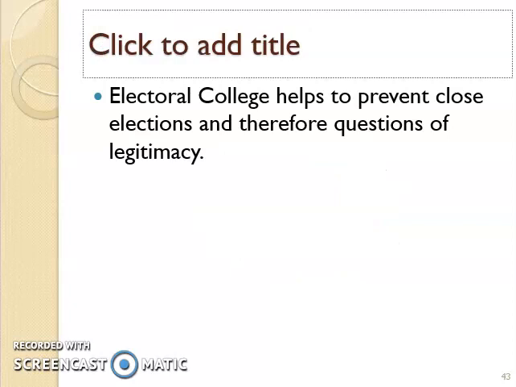So this is really the point of all that. The Electoral College was in part designed to help prevent close elections and therefore questions of legitimacy. They did not want the kind of dynamic we saw after Bush versus Gore, where Gore is complaining that there was miscounting in Florida and other states, and therefore there needed to be a recount. And because of that, we were up in the air as to who was going to be the next president of the United States. They did not want that, and for the most part, the Electoral College has done that.